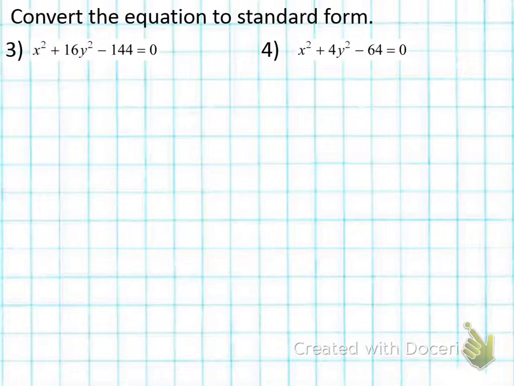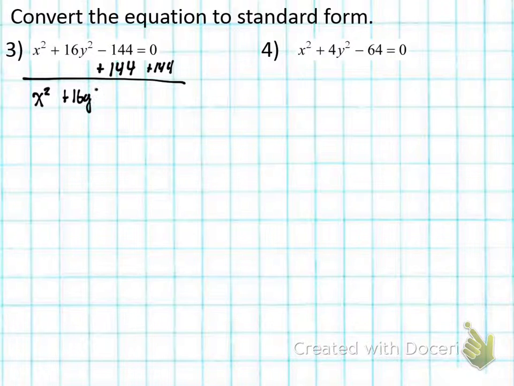What's always the first step? We want to move c over to the opposite side. C is negative 144, so we're going to do the opposite, add 144 to both sides. So we got x squared plus 16y squared, organizing your x's and your y's into their own groups. Now we want to complete the square if they're not perfect squares. So are all the x's together? Yes or no? Are they a perfect square already? So do we need to complete the square? No. So x's are fine.